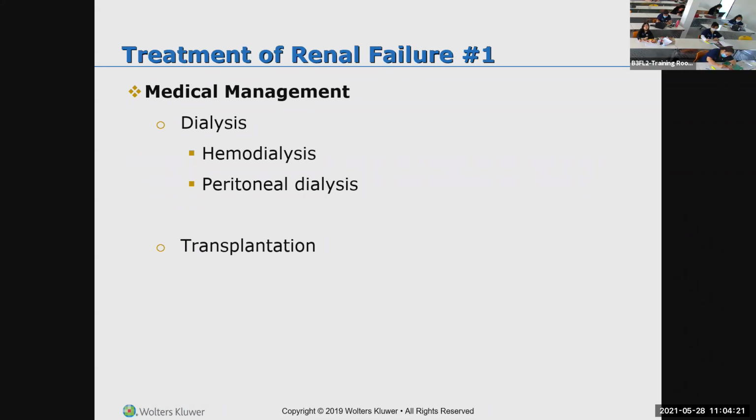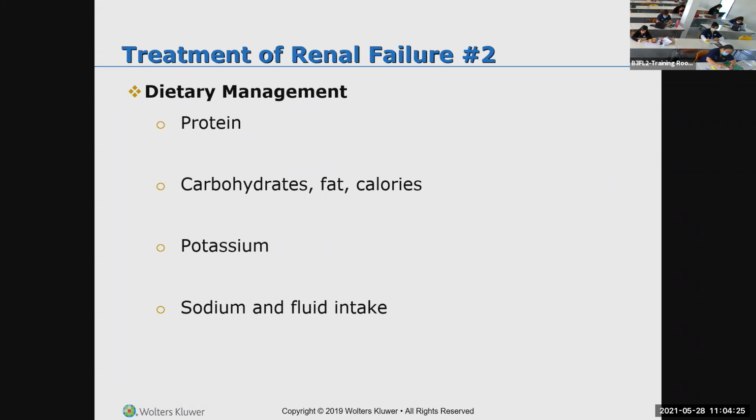Treatments: hemodialysis, peritoneal dialysis, and transplantation. Dietary restriction, renal diet. The patient can have carbohydrate, the patient can have fat, but not the protein. Reduce the amount of potassium, reduce the amount of sodium, reduce the amount of fluid intake. Is it clear? Yes or no?